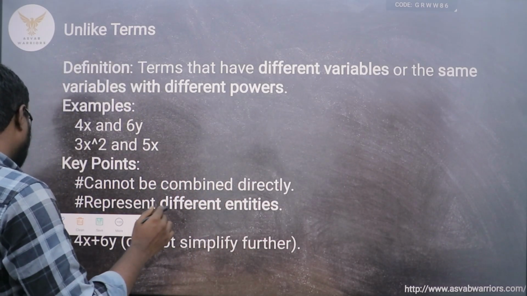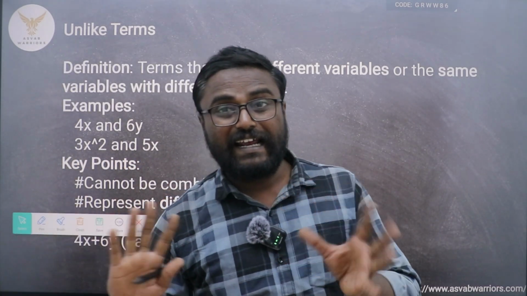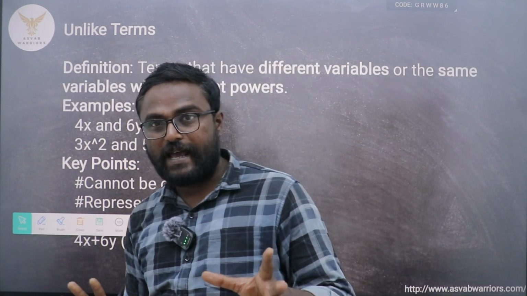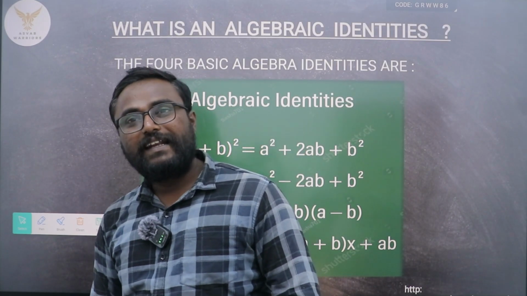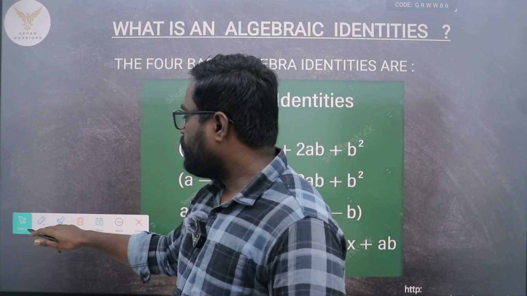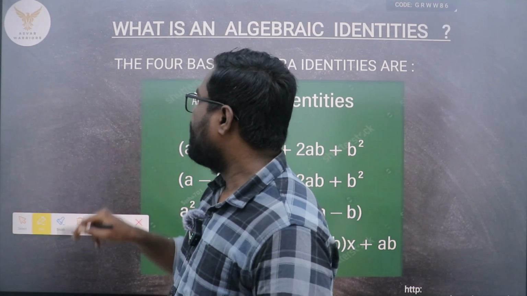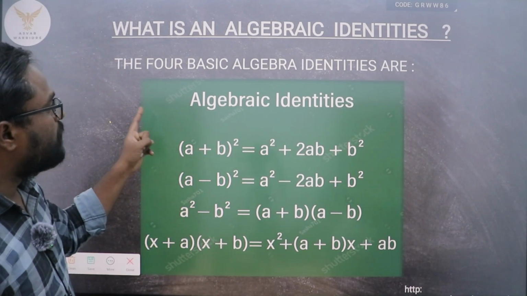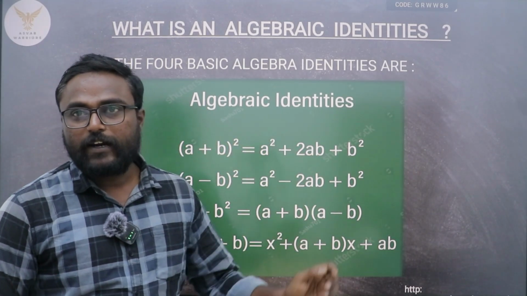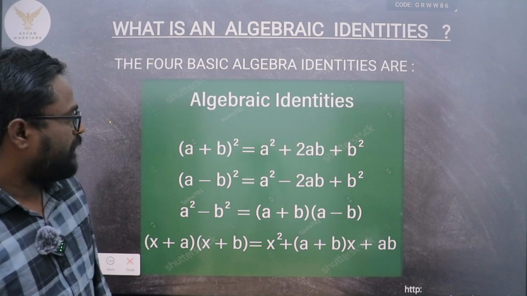Now let's move on to the next part. Whereas you can multiply like and unlike terms. Multiplication and division can happen, but addition and subtraction will only happen between like terms. Now this is very important, guys. You will have to write this down somewhere in the corner of your notebook. These are nothing but algebraic identities. They are going to be very useful for you. You need to learn them by heart.